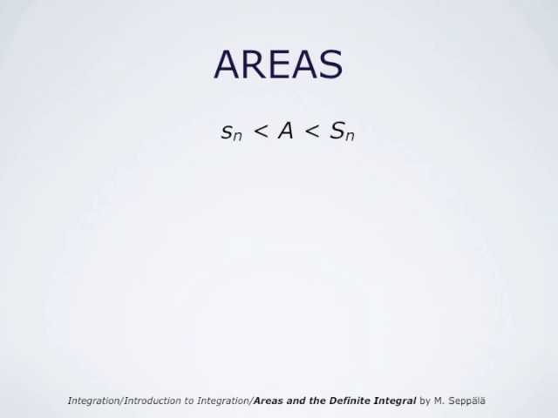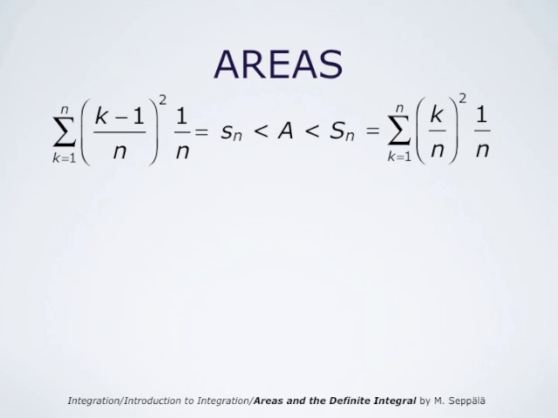Let us take a closer look at these estimates, small case s_n and capital case S_n. We know that small s_n is less than the actual area A, which is less than capital S_n. The estimate small s_n is the summation k from 1 to n, ((k-1)/n) squared times 1/n. And the estimate capital S_n is (k/n) squared times 1/n, summation as k goes from 1 to n. We observe that almost all the terms of the sum on the left appear in the sum on the right, except for the first term.